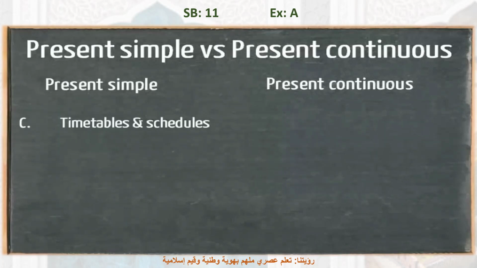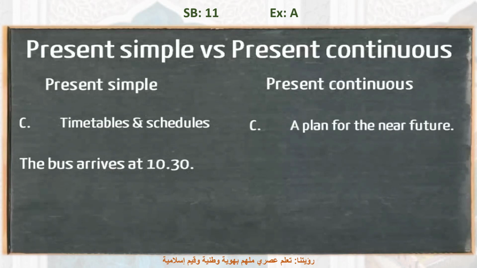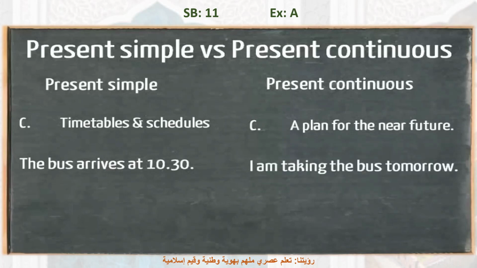Finally, we use the present simple for timetables and schedules. For example, the bus arrives at 10:30. We use the present continuous for a plan in the near future. We know when it's going to happen. For example, I'm taking the bus tomorrow.